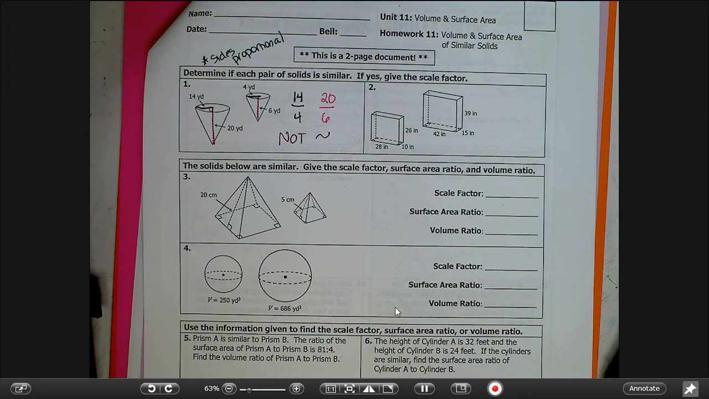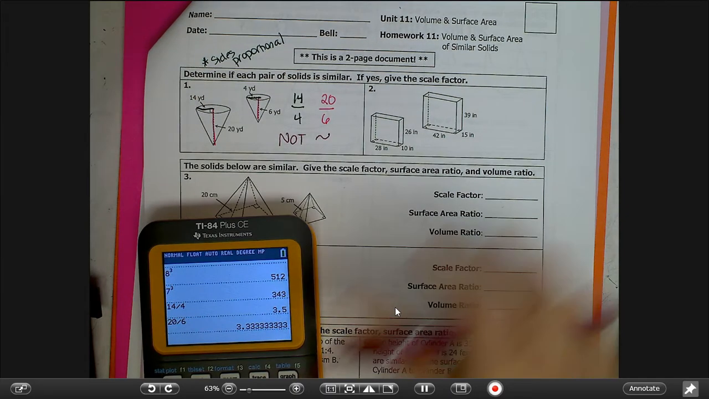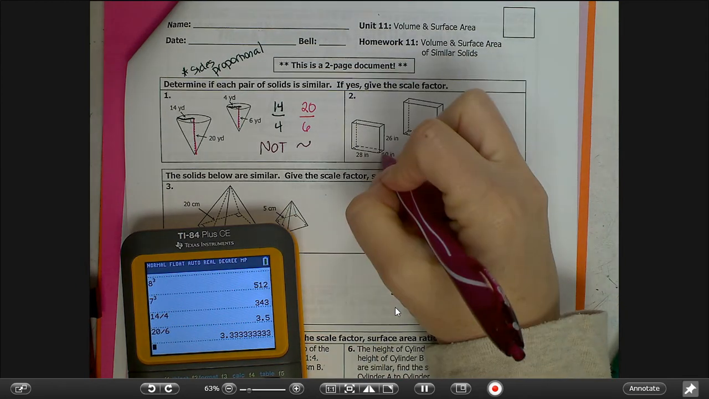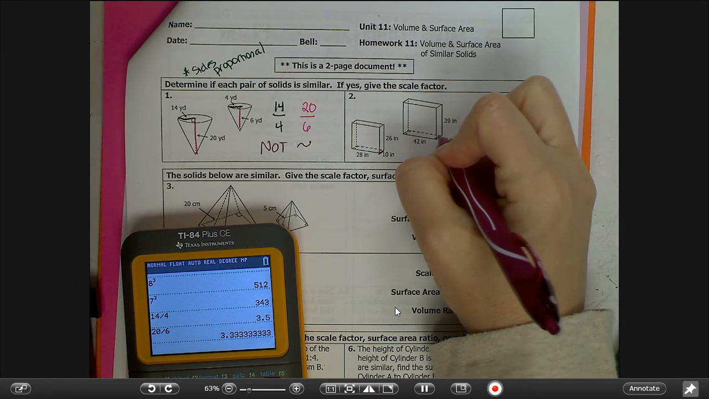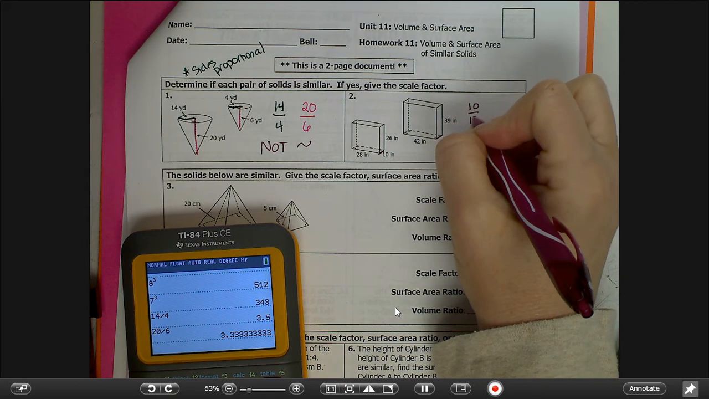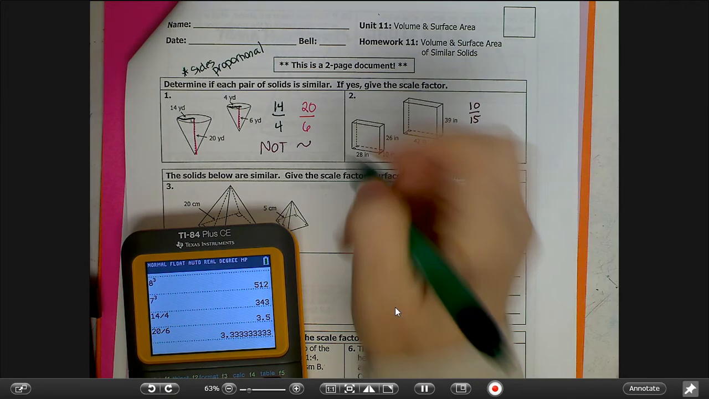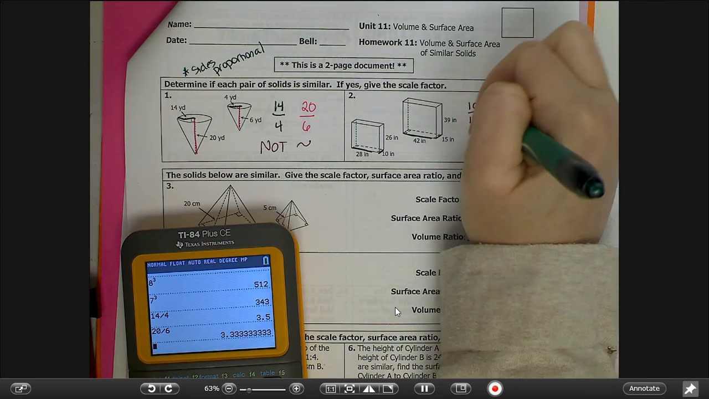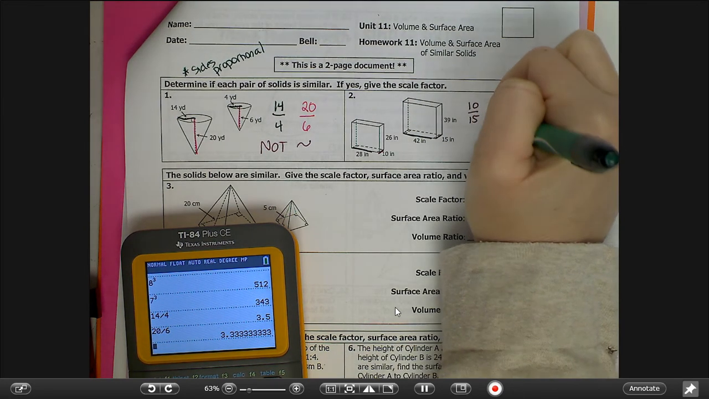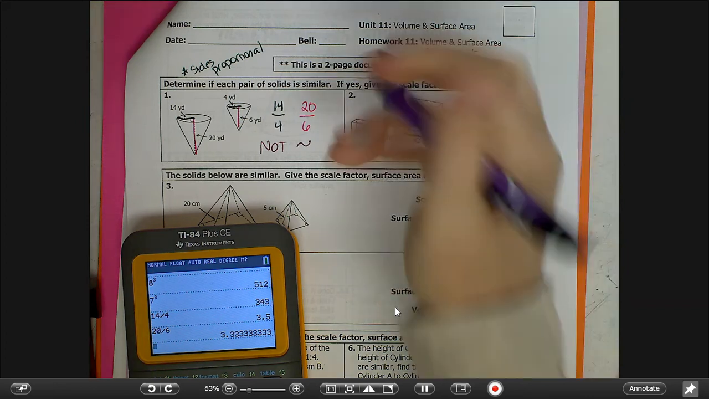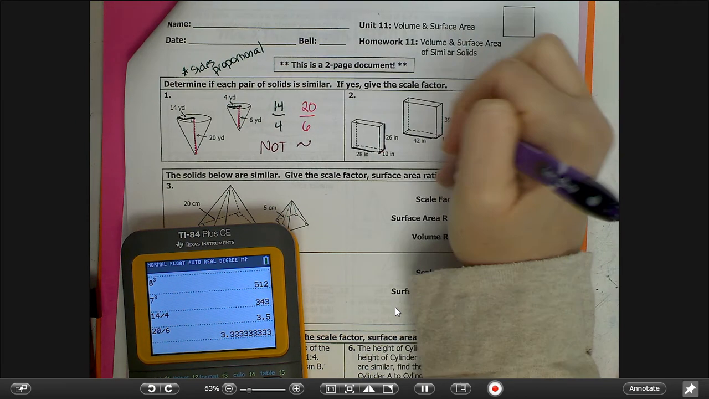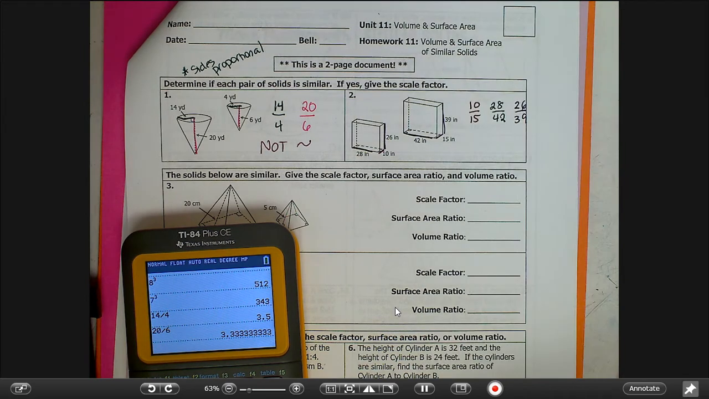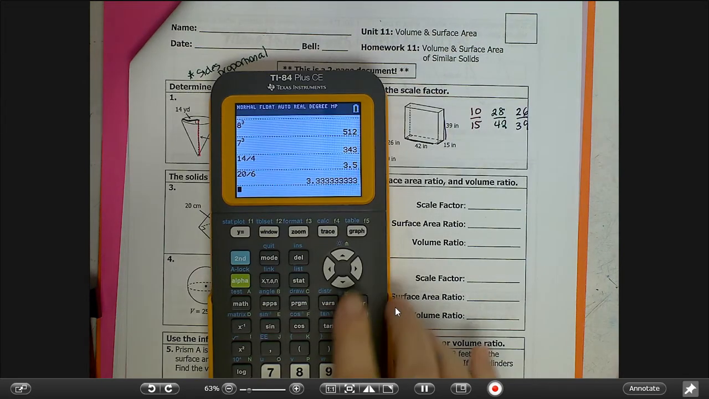If they were the same, so I guess let's do number 2 just to show you, because I'm assuming this one will be. We're going to compare corresponding parts. So we have 10 over 15. We have 28 over 42. And I can just look at these and guess only because I know the intention of the problems and these are oriented the same. 26 over 39. Let's check those.